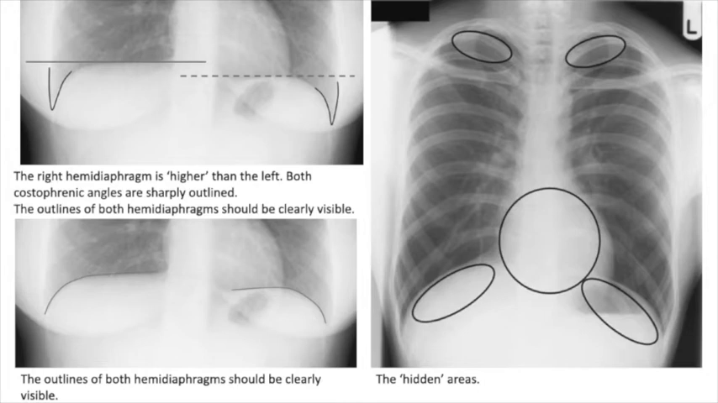When you look at the X-ray, you have to be aware of both costophrenic angles. Remember, the right is higher than the left, because of the liver. But you have to look at the outline of both diaphragms very well. And then the hiding zones. Hiding zones are behind the liver and the spleen, behind the heart, and also, in the case of lucencies, in both apices of the lungs. Any cavitation can hide in both apices of the lungs. So you have to be aware of that.